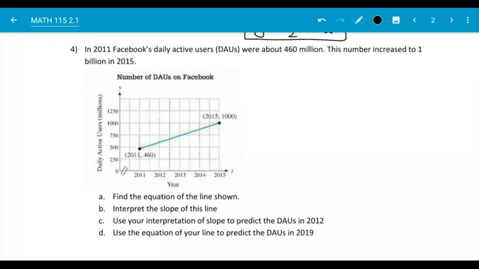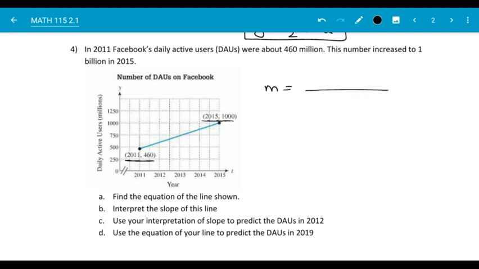All right, in example 4, it says in 2011, Facebook's daily active users were about 460 million. So there's that ordered pair. In 2011, 460 million users. In 2015, it increased to 1 billion, which is 1,000 million. So there's that ordered pair. The first thing they ask us to do is find the equation of the line shown, which means the first thing we really need to worry about is finding the slope.